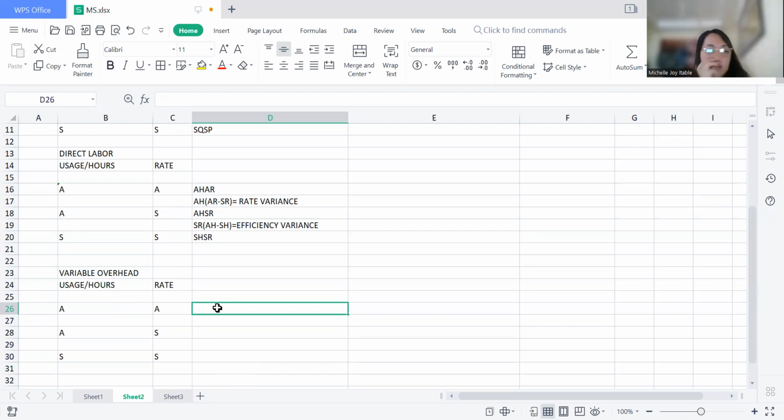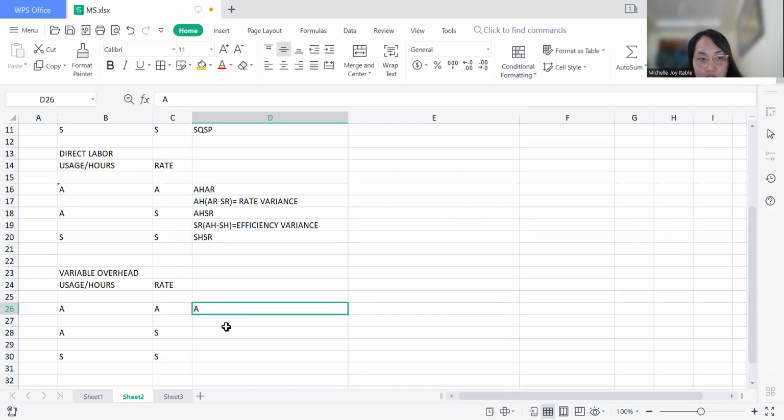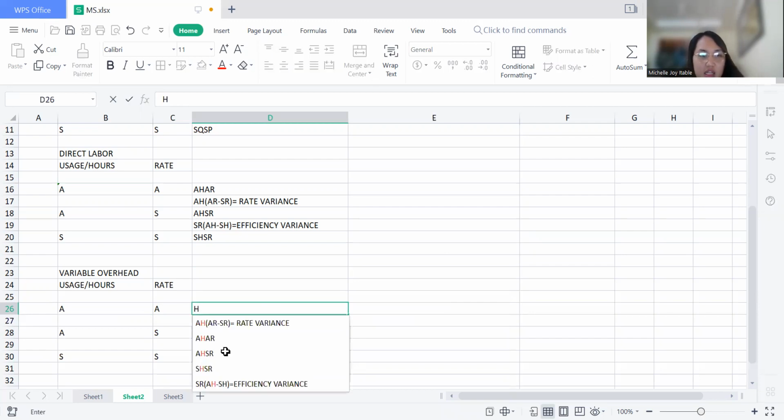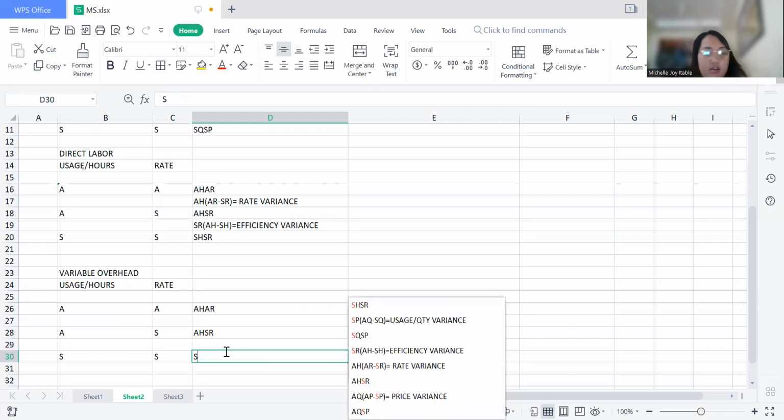So actual hours, usually kasi sa usage din yan is hours din yung gamit dito. So dito sa actual, same lang din: actual and then standard rate, sa R, okay.